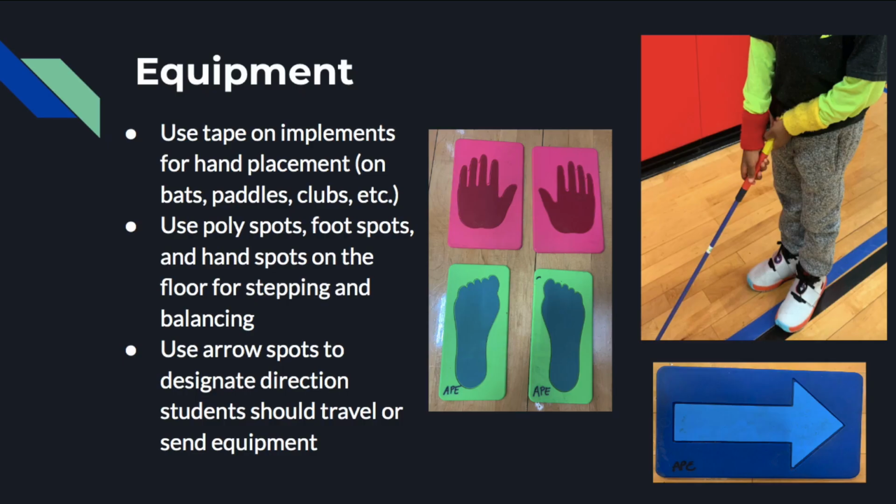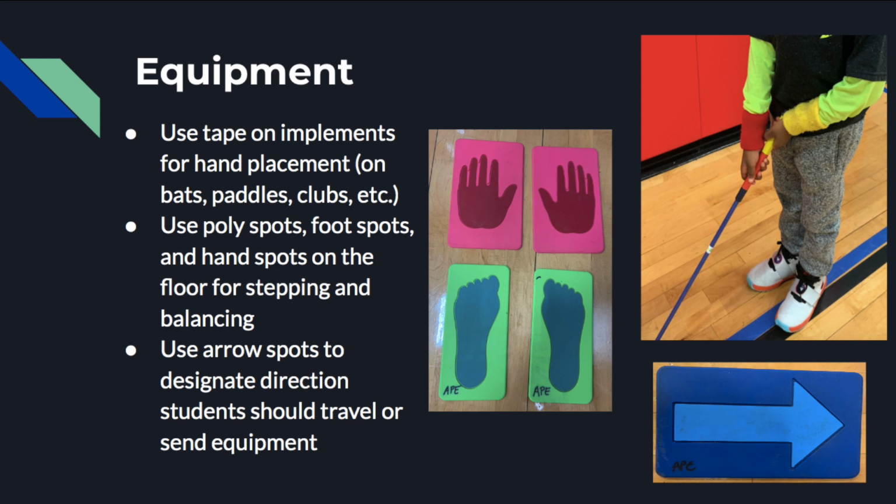Other modifications to equipment can help students demonstrate skills and participate in activities. Using tape on implements can help students understand where to put their hands when striking with bats, paddles, or clubs. The student in the picture is wearing colored wristbands to help him put the correct hand on the correct tape. Polyspots can be used to show students where to stand.